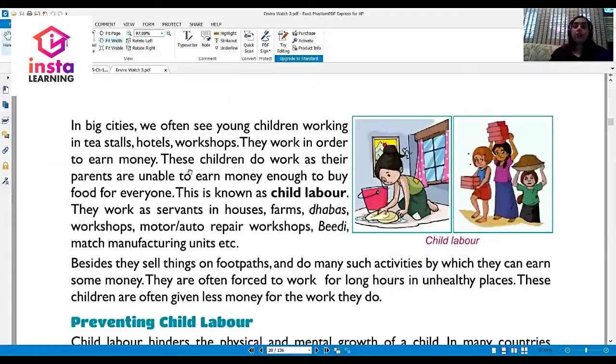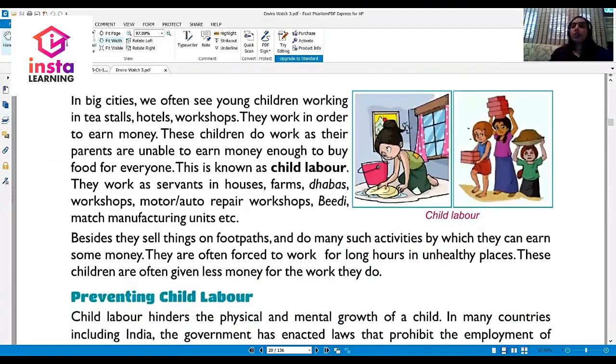These children are often seen in big cities doing work in construction sites. You can see this picture. This little girl is mopping the floor in a house. This is known as child labor. When you make a small child do the work of a labor, it is called child labor.